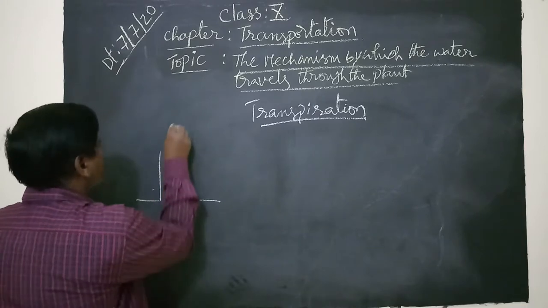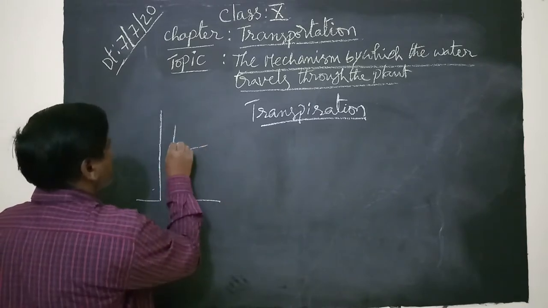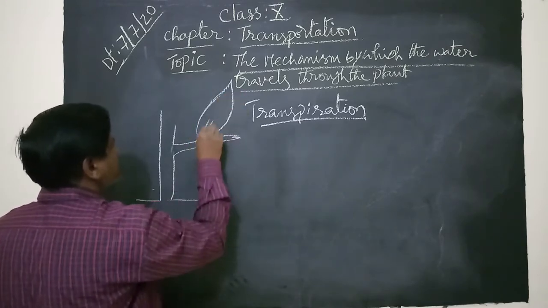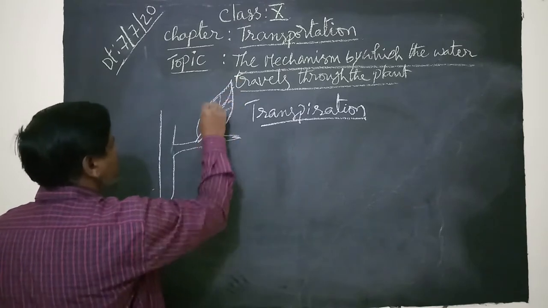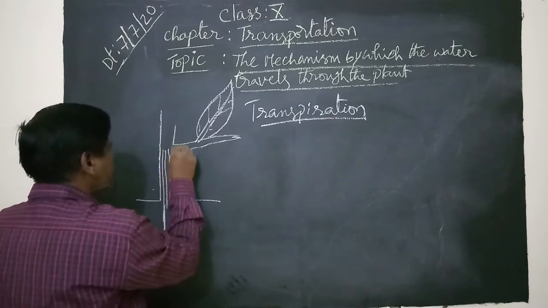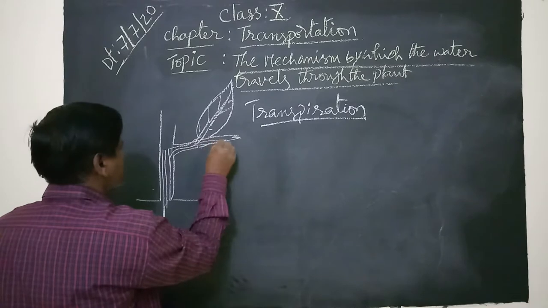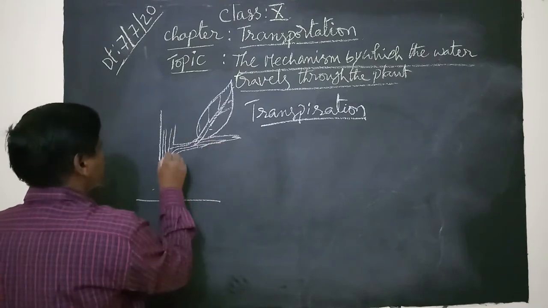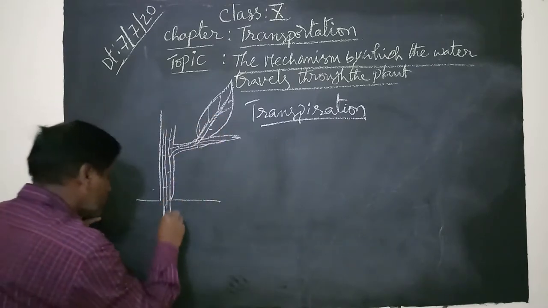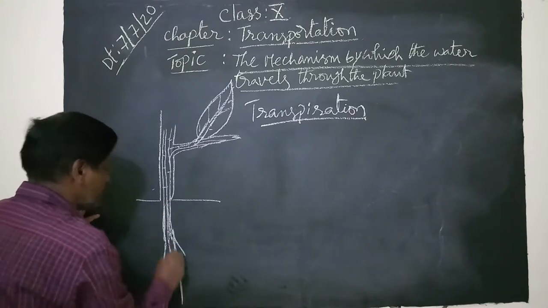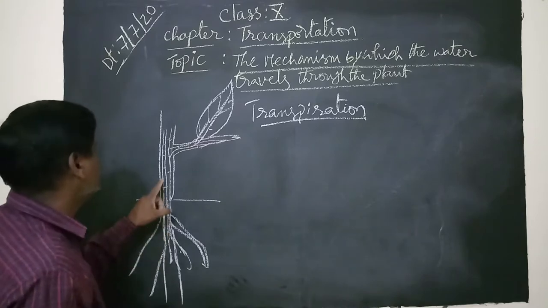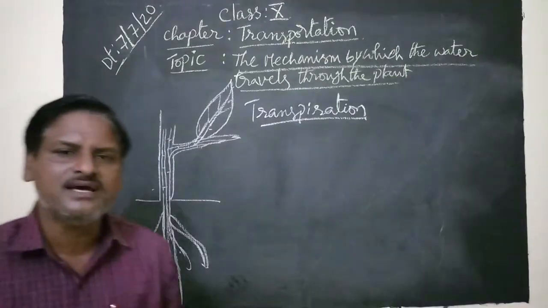this is the stem. This is the branch. Here the leaves are there, children. These are the leaves. If you think, these are the xylem vessels, children. These xylem vessels are entering into the leaf also, from the roots. So from the roots, these xylem vessels are passing to every part of the plant, children.